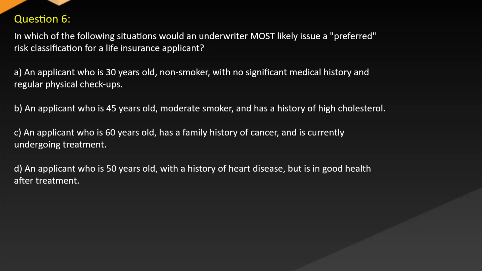Question 6. In which of the following situations would an underwriter most likely issue a preferred risk classification for a life insurance applicant? A. An applicant who's 30 years old, a non-smoker with no significant medical history and regular physical checkups. B. An applicant who's 45 years old, a moderate smoker with a history of high cholesterol. C. An applicant who is 60 years old, has a family history of cancer and is currently undergoing treatment. D. An applicant who is 50 years old with a history of heart disease but is in good health after treatment.